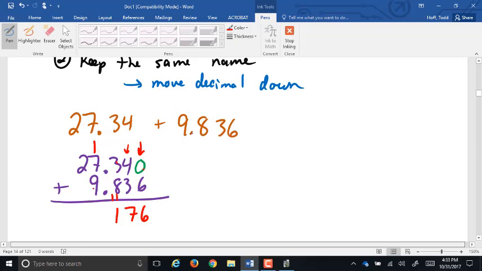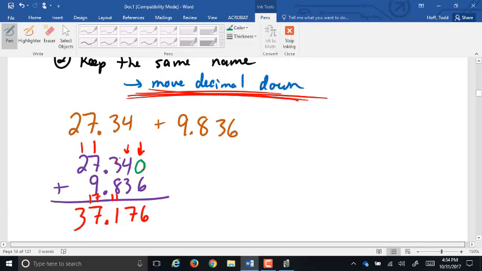Now, before I can do the 1, 7, and 9, what do I have to do? Bring down my decimal point. That is keeping the same name, bringing the decimal point straight down. I should never cross the decimal point without doing something with it. Now, the 1, 7, and 9 make 17. What am I going to keep? Keep the 7 and carry the 1. 1 and 2 makes 3.